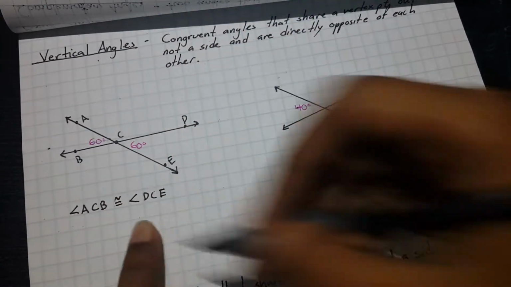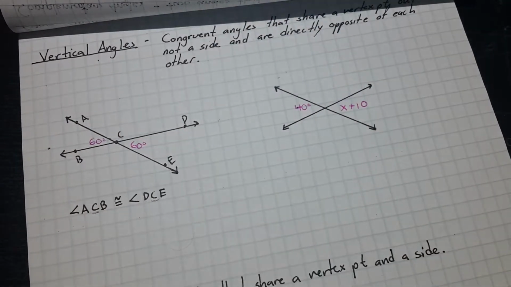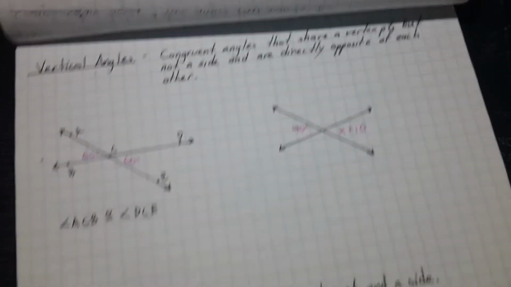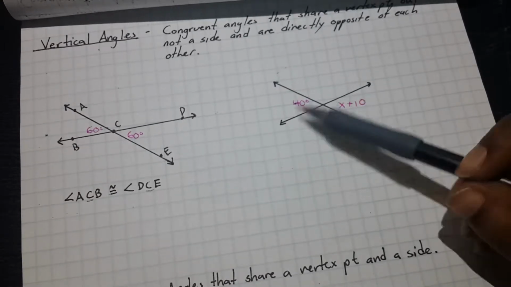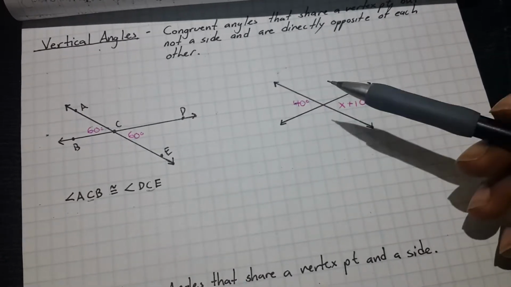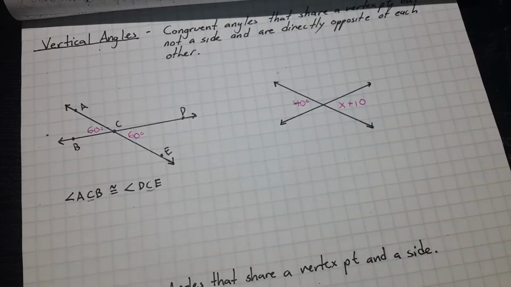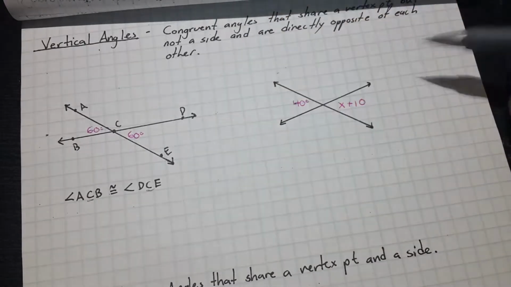And I want you to notice that they both have the same vertex point. So that's very important for vertical angles. Now, because vertical angles are equal to each other, we won't add anything and then set them equal to something. We're going to just set them equal to each other.